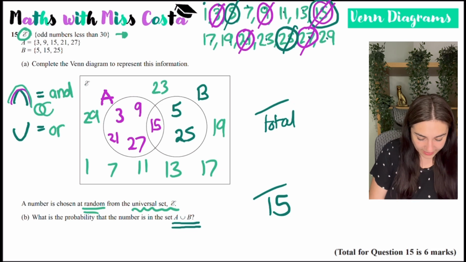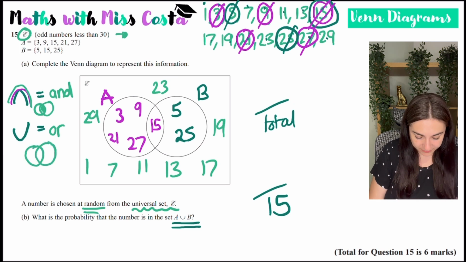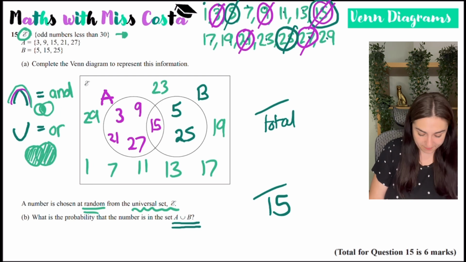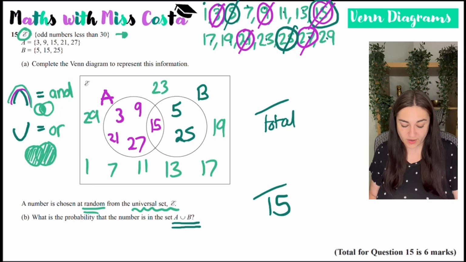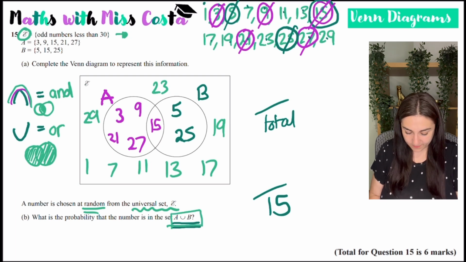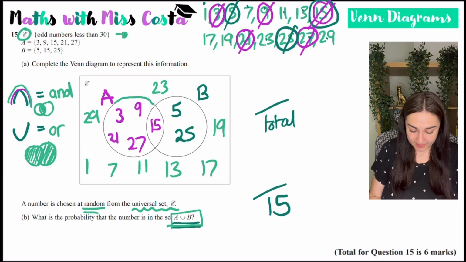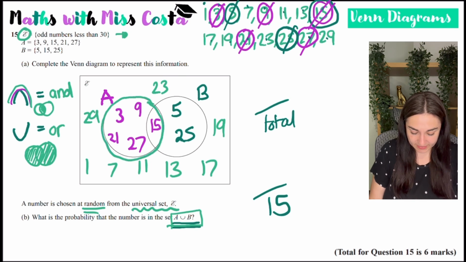So when I have to do the probability of this part, I just work out what is in the intersection. And when I have to work out what's in the valley, it's what's in set A or set B or in both. So essentially what's in everything inside of the circles. So what is the probability that the number is in set A union B? That's the technical terminology. So that just essentially means everything in here and here.